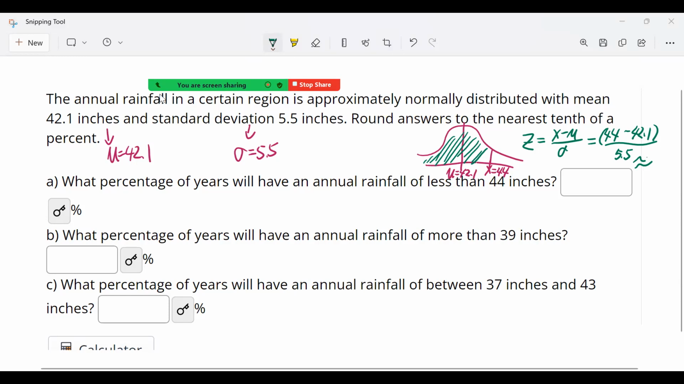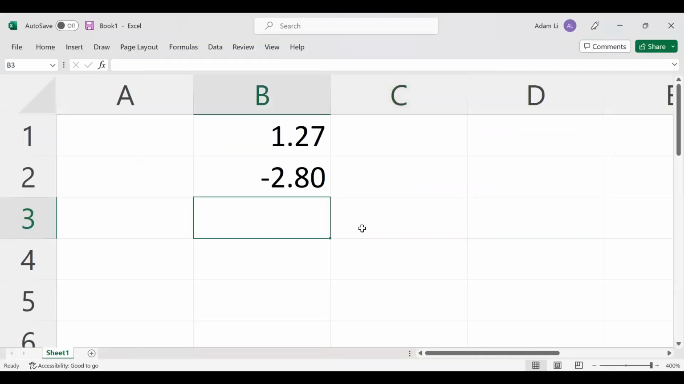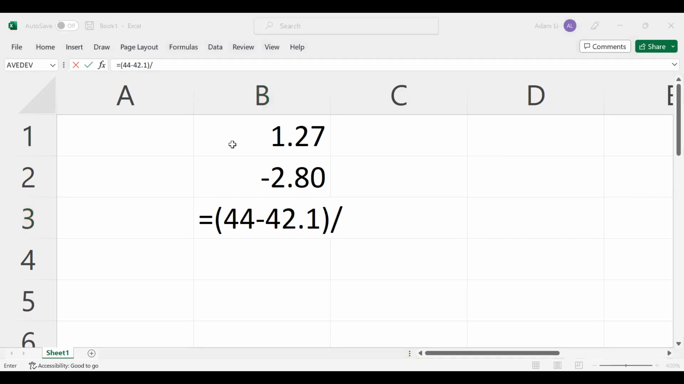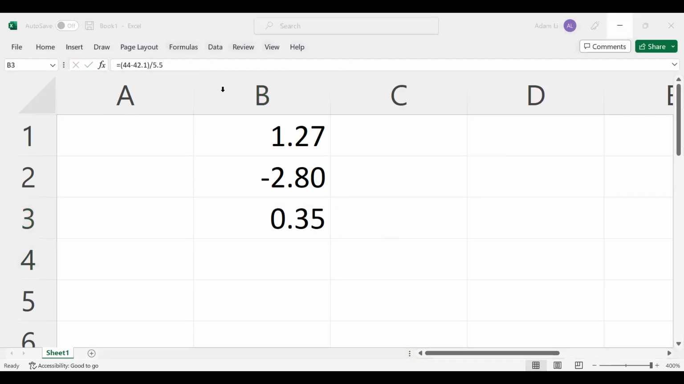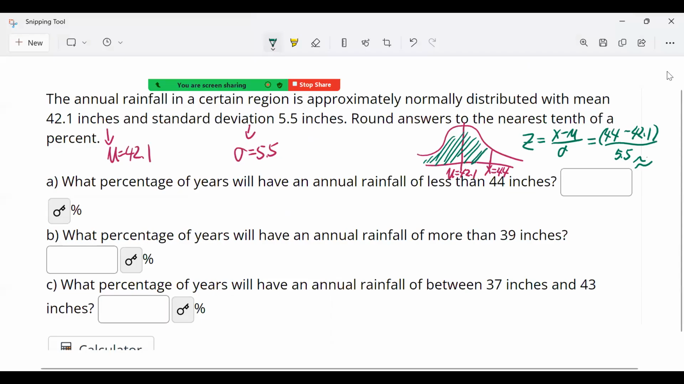So here you go. Going back here, I'm going to put in Excel: equal to, parentheses, 44 minus 42.1, and divide by 5.5. Then hit enter, and you get 0.35. So the z-score here is approximately 0.35.